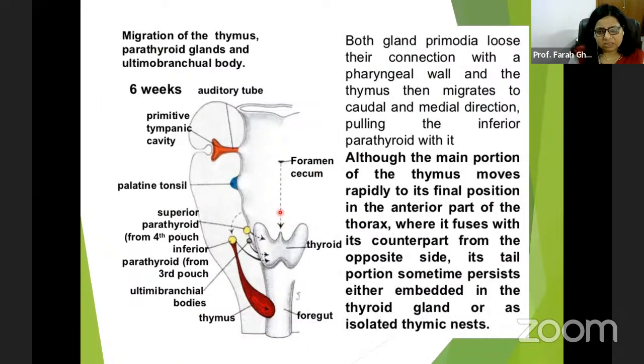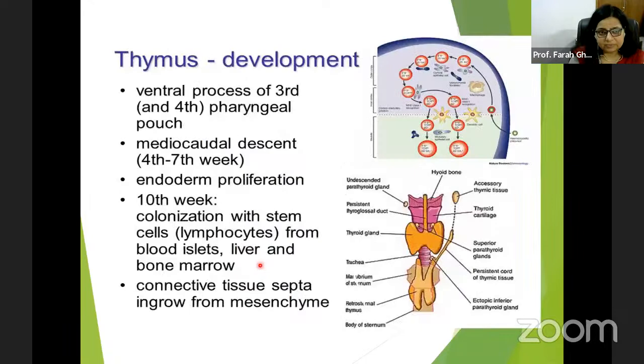This is also the same migration of thymus is shown. The thymus develops in the 4th to 7th week, and in the 10th week, lymphocytes colonize from the bone marrow as well as from the liver, and the connective tissue mesenchyme is forming the tissue septa.